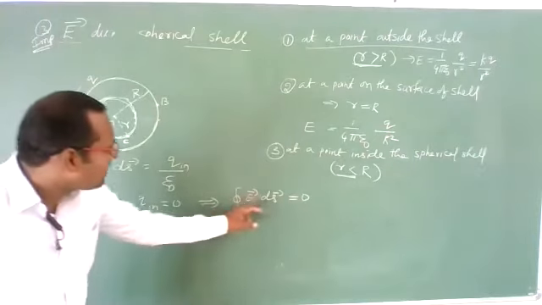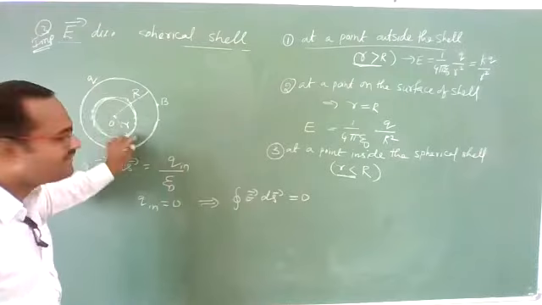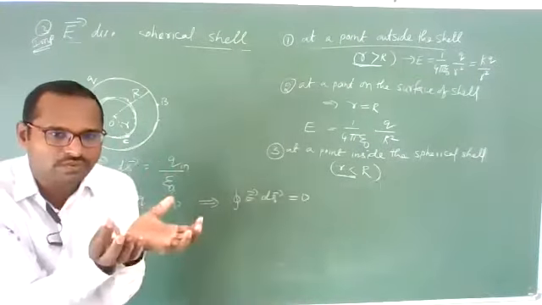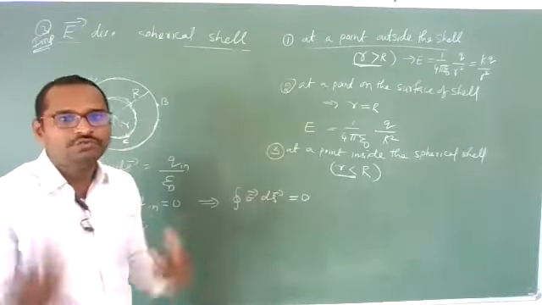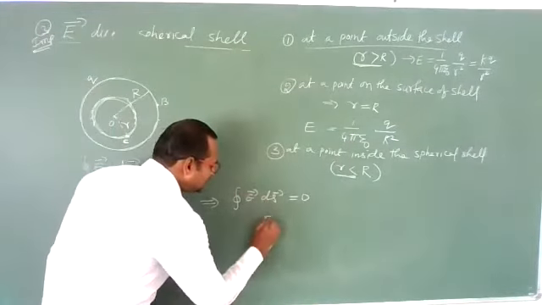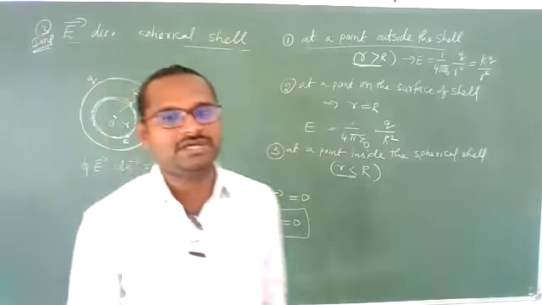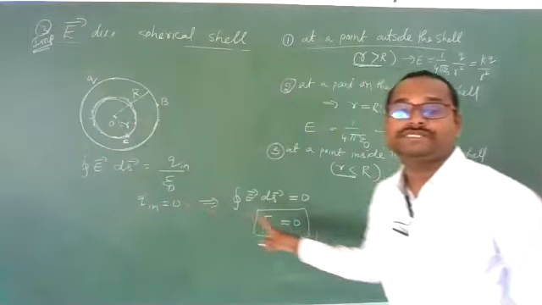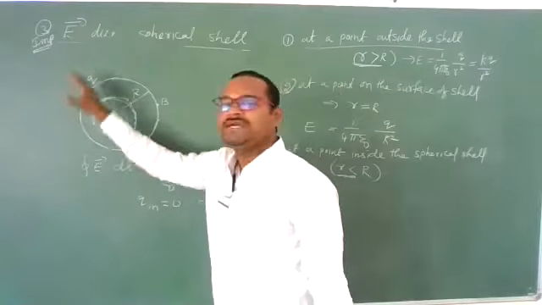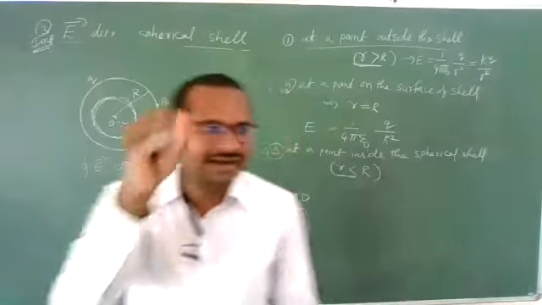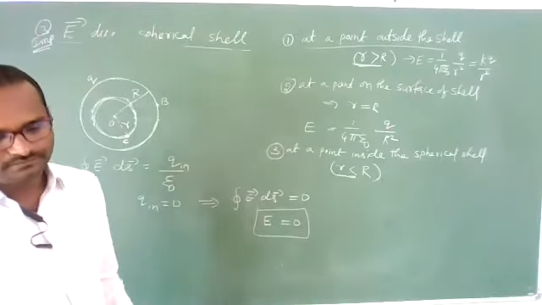See here, the surface integration is over the Gaussian surface, which has a particular value. That means the integration of ds cannot be 0. Then E should be 0. That means the electric field due to a spherical shell at an inside point is 0. Whatever the charge present on the surface of the spherical shell, the electric field at an inside point is always 0. Remember this point.